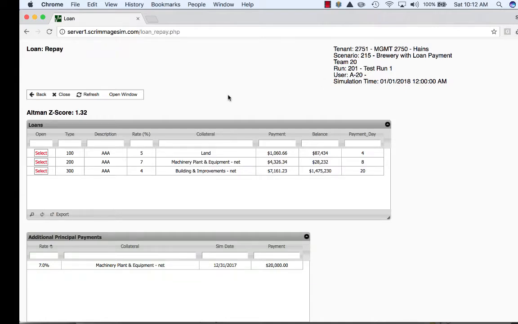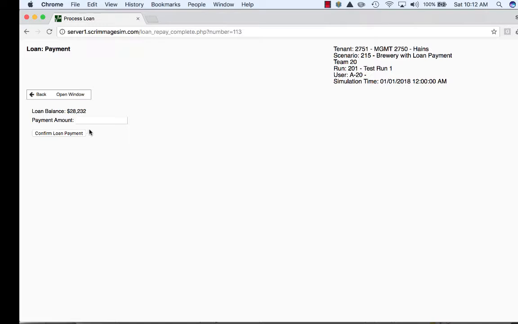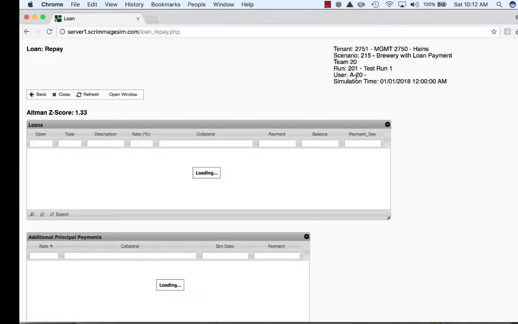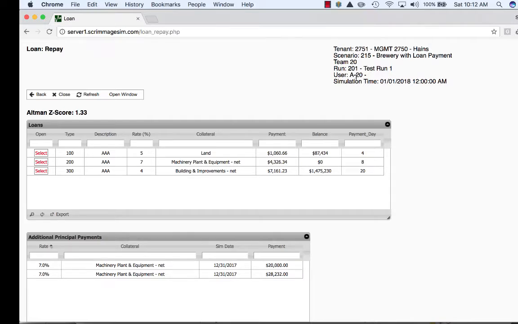To pay off the loan completely, select the loan, enter the balance amount, and confirm loan payment. Confirm in the pop-up. And now the loan is listed with a 0 balance, which means the payment of $4,326.34 will no longer be taken out every month.